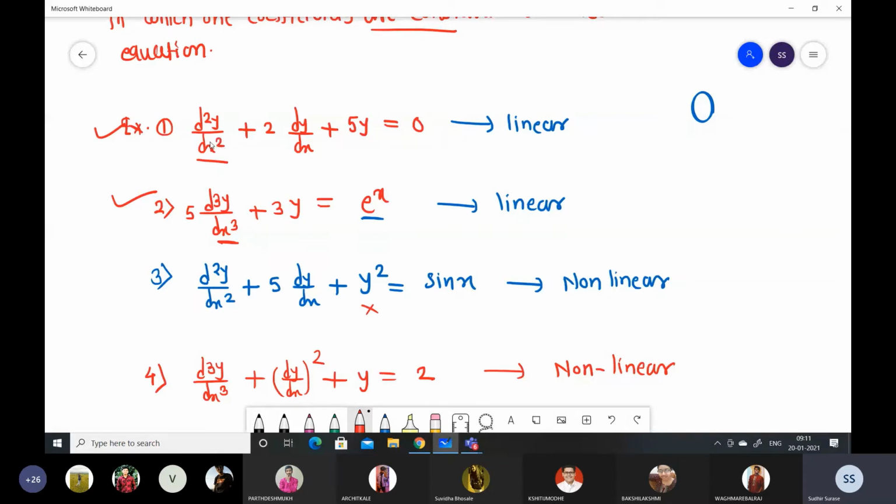Okay, and degree means what? Whatever the maximum derivative operator you have, look at its power. In case of linear, it's always 1. But if somebody asks you the order and degree of a given differential equation, and it is non-linear, in that case you have to specify. In case of linear, it is always 1.